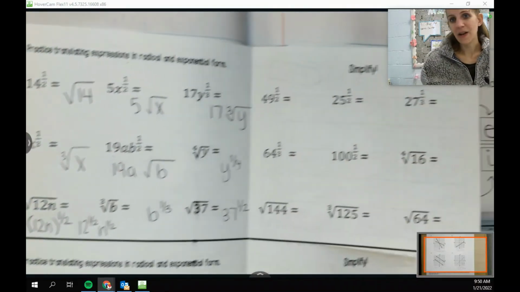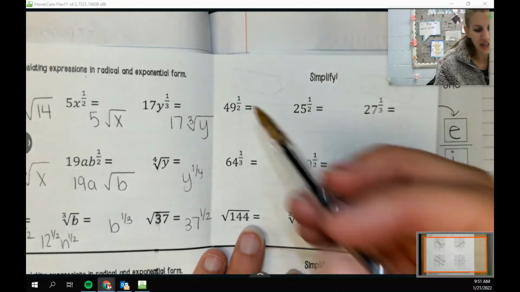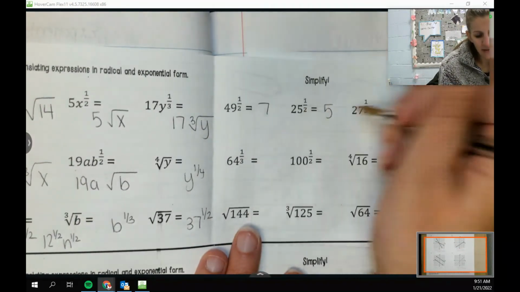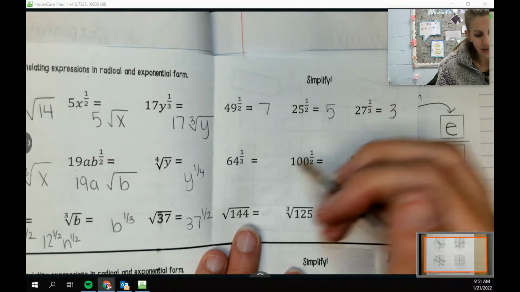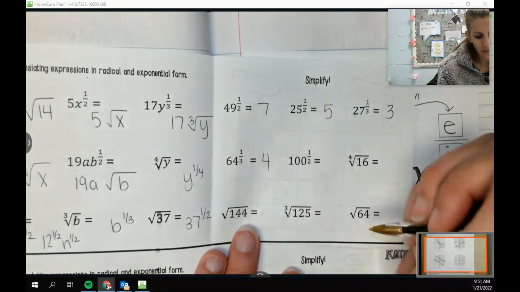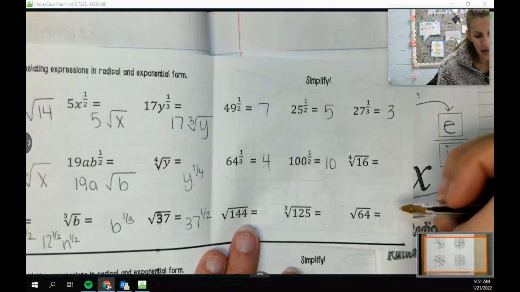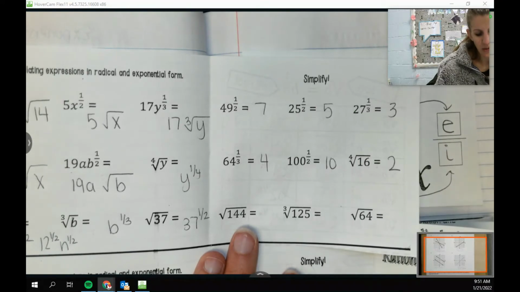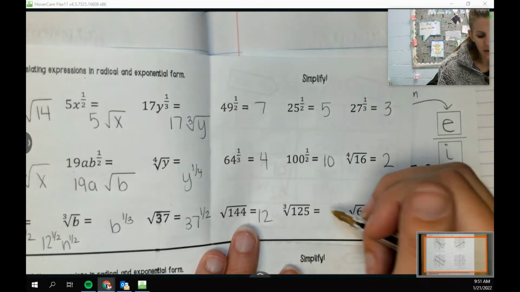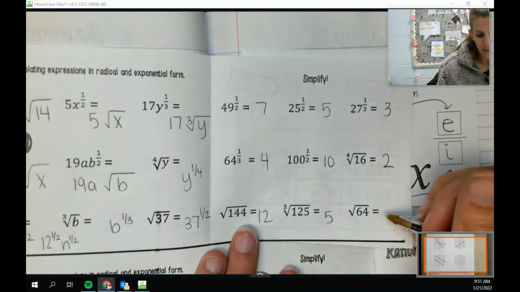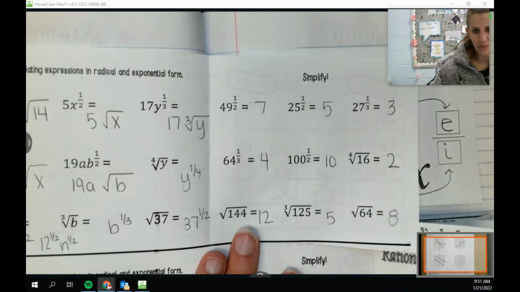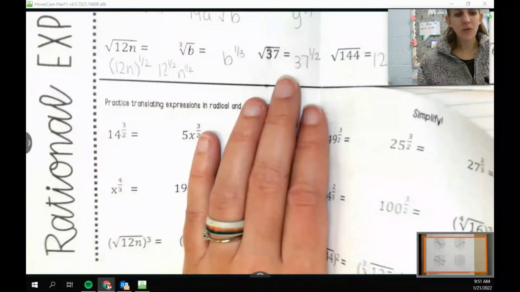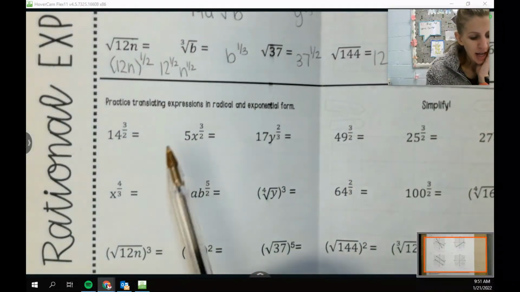All right, I lied. These are fun. I'm going to keep going. So if I simplify over here, I'm taking a square root, that's 7. Square root, that's 5. Cube root, that's 3. Cube root, 4. Square root, 10. 4th root, which is like taking a square root twice, so 2. Square root, cube root, root, square root. Easy. Let's go down to the more challenging stuff.